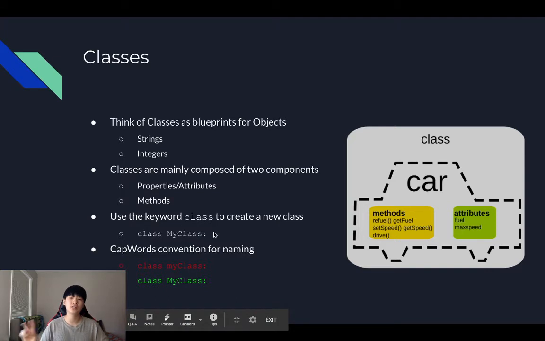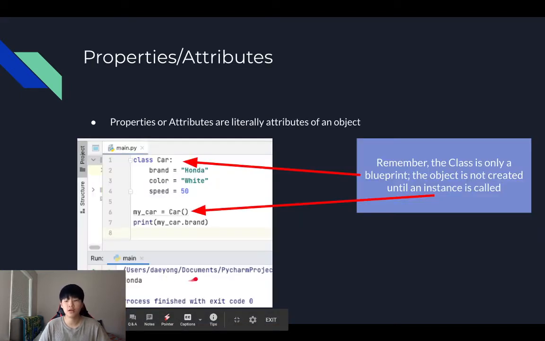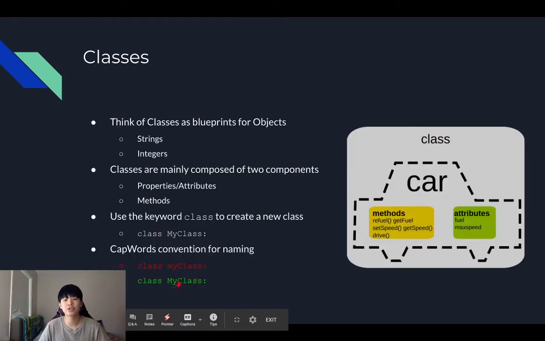And use this keyword class to create a new class. There's a convention for naming, called cap words. You want to capitalize the first letter of that name, and all the first letters of the words after that. So this is a correct version. The upper one is not correct because its first letter is not capitalized. This is how you're supposed to name your classes. You don't have to, but it's conventional, which means a lot of other programmers do it this way.